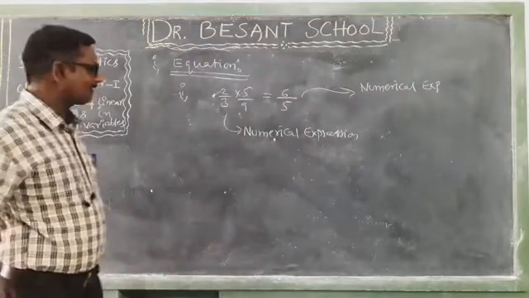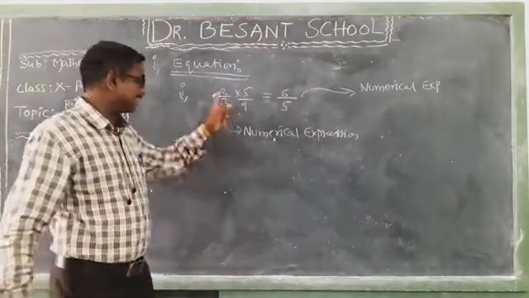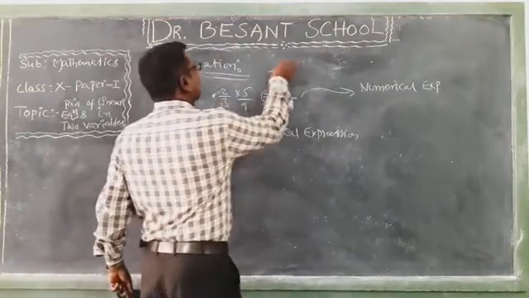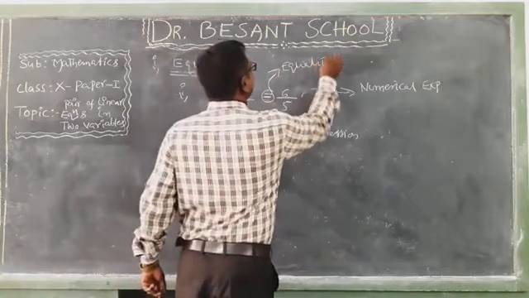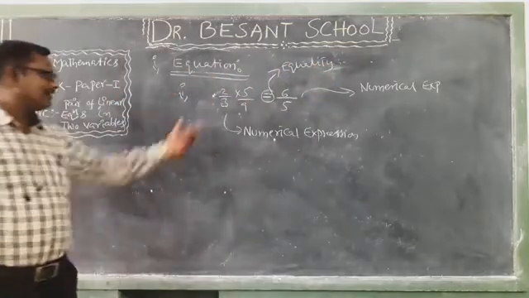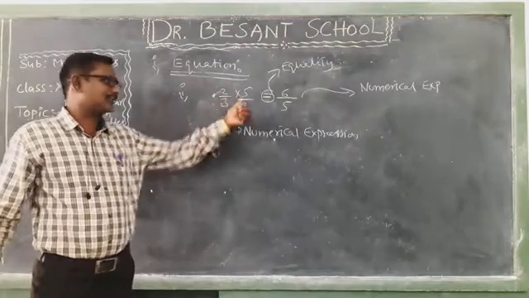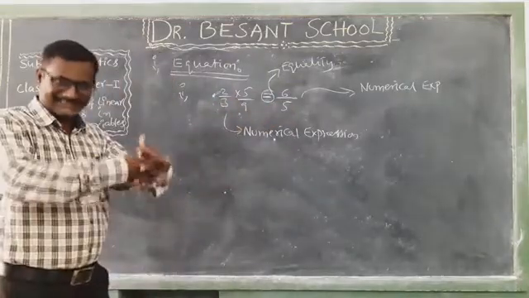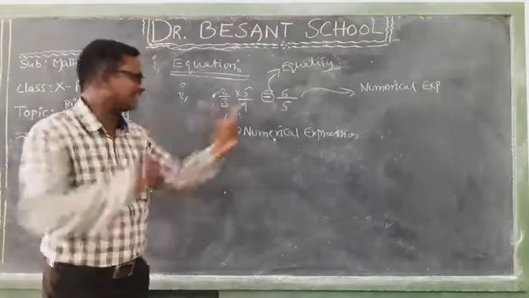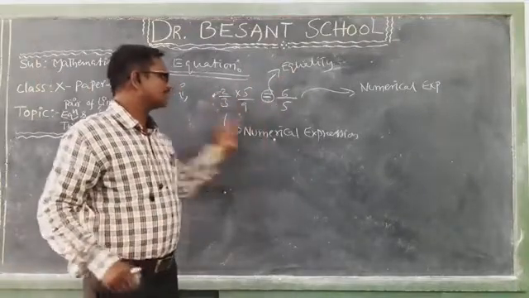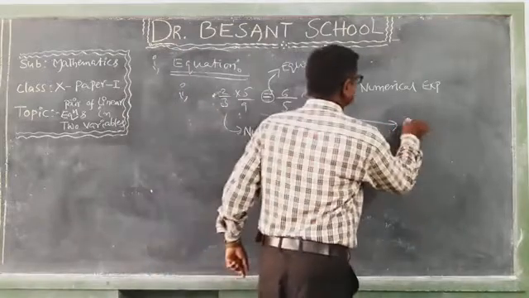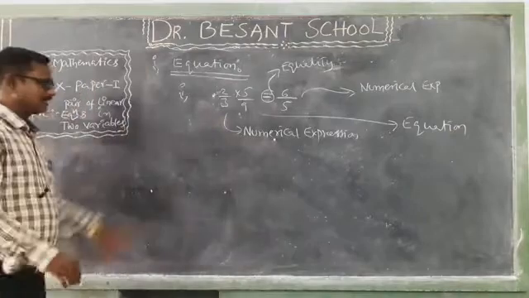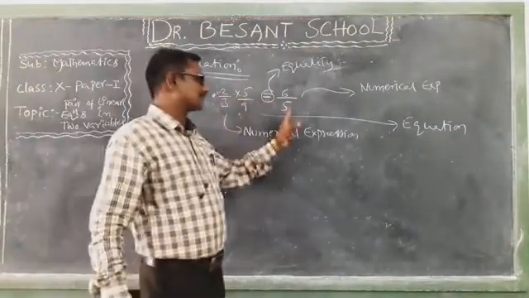Now what have I done here? I connected these two numerical expressions with the connectivity equality. This is one numerical expression, 2/3 × 5/9, and this is another numerical expression, 6/5. I connected them with equality, so the overall sentence is called an equation, that is, 2/3 × 5/9 = 6/5.